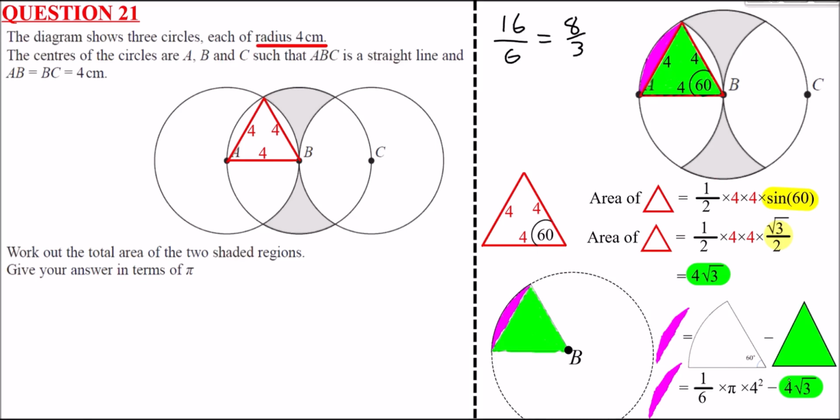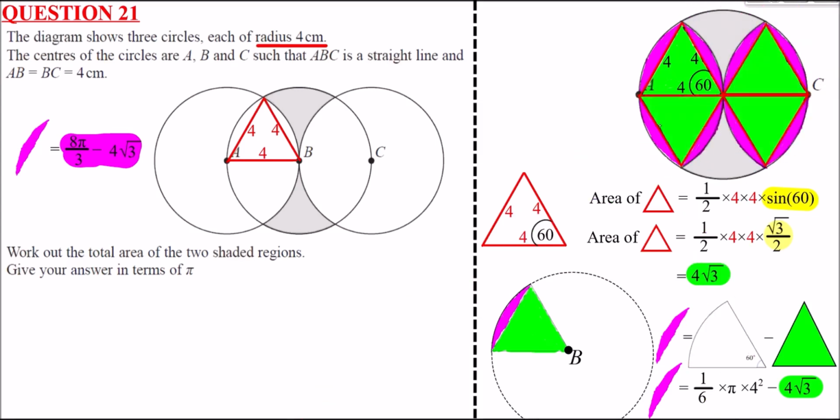So written in its neatest way, I can just say that this purple slice is 8 pi over 3 minus 4 root 3. Now let's look at this circle. By an argument of symmetry, this slice here is the same as this one here, and so on. So we can actually build up this complete circle, including these shaded regions, by just using these purple slices and green triangles like so.